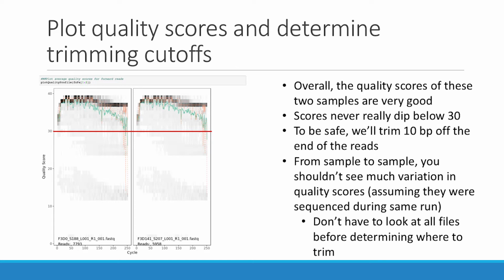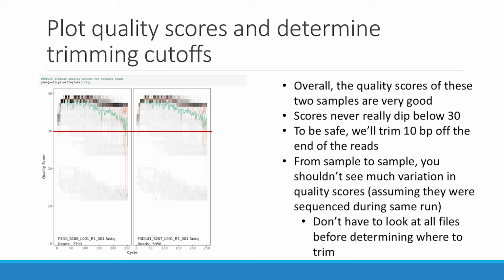So in general, these quality scores are actually quite good. They never actually drop below 30. 30 is kind of an arbitrary cutoff, but it's a very stringent cutoff, so you're only getting very high quality data at that point. And you never see the quality scores dip.